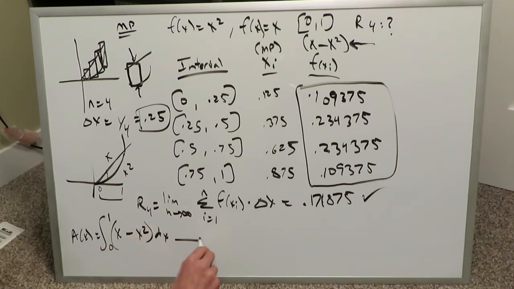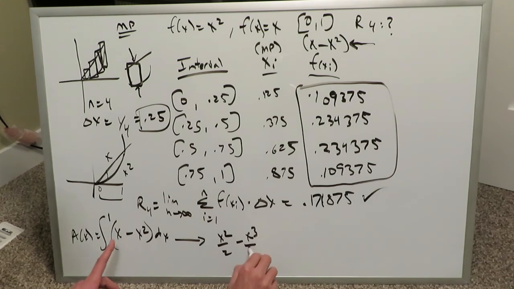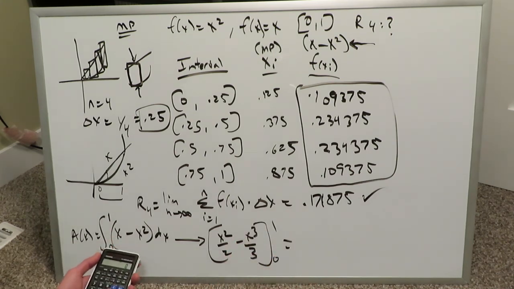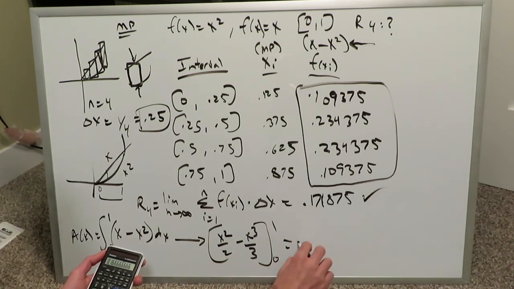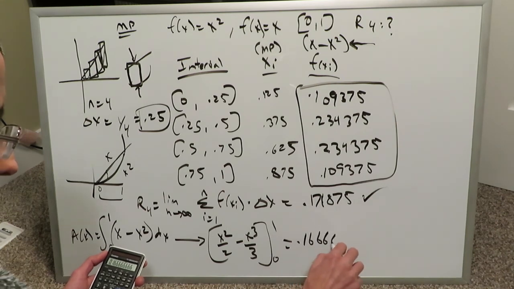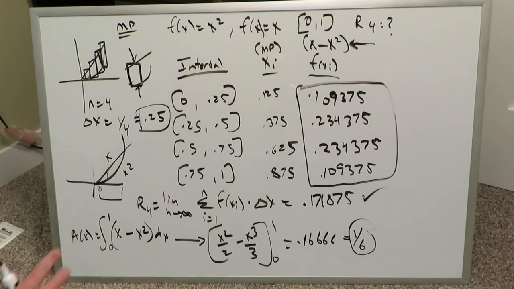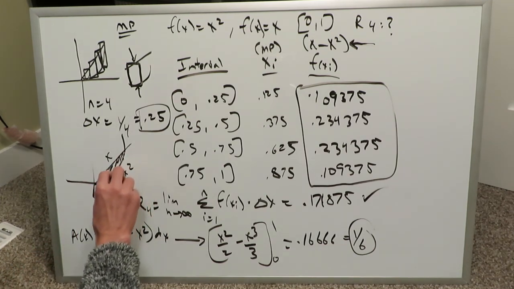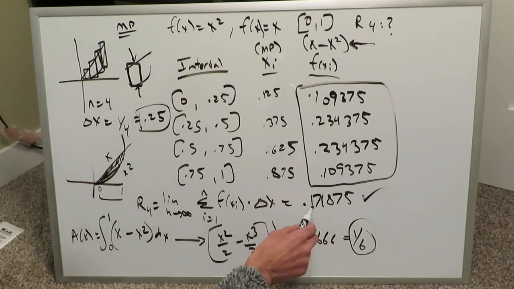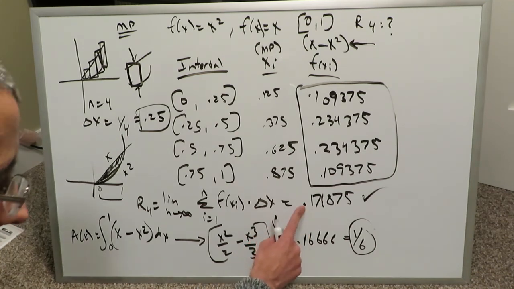If you were to run this through the integration procedure, you'll have x squared over 2 minus x cubed over 3. Don't worry about all of this. This is all stuff we'll learn. From upper limit to lower limit, we'll have 1 over 2 minus 1 over 3, and what do we get? I get 0.1666, which is basically 1 over 6. This 1 over 6 represents the true area for the region between the curves x and x squared from 0 to 1. And I'm getting 0.171875, so I'm slightly off, but that's fine.